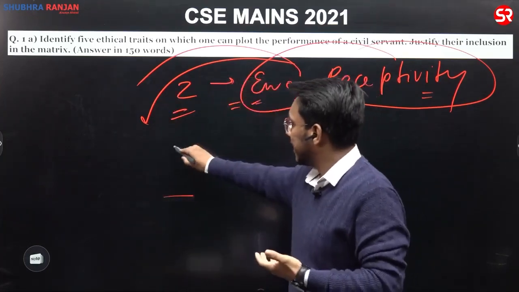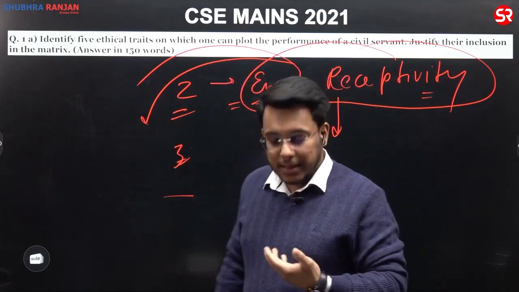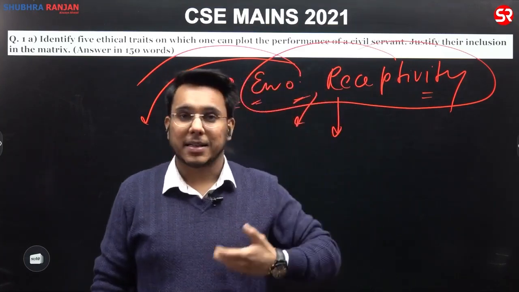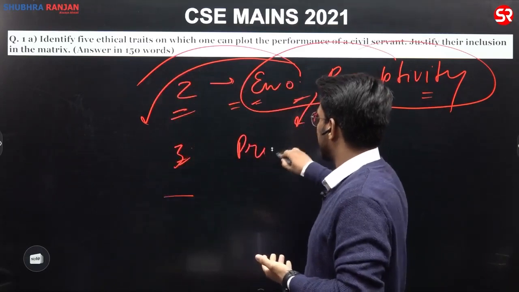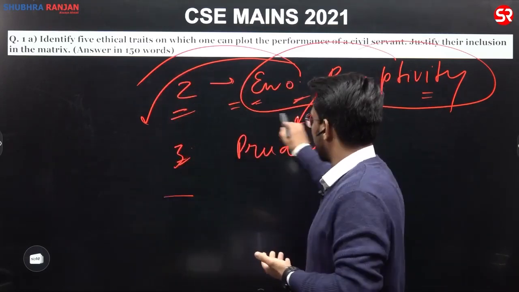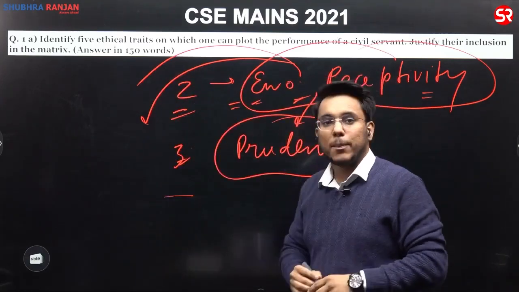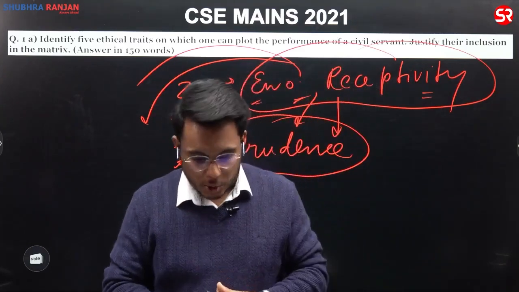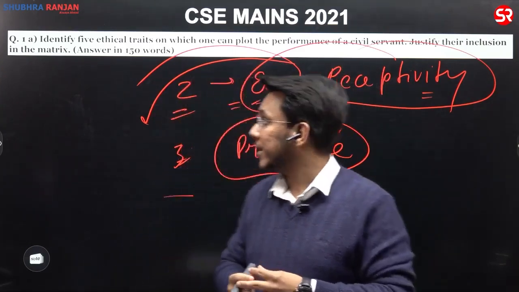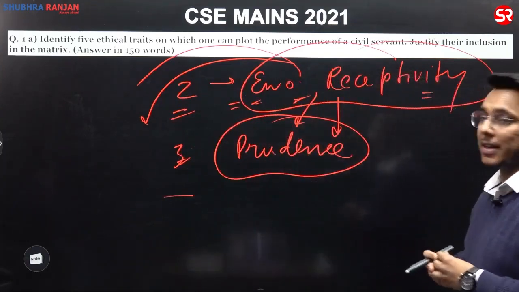But then, the third trait that is important. Now the third trait will be prudence. What do we mean by prudence? Prudence means a sense of wisdom. Clear? So prudence is a very important ethical trait in a civil servant.